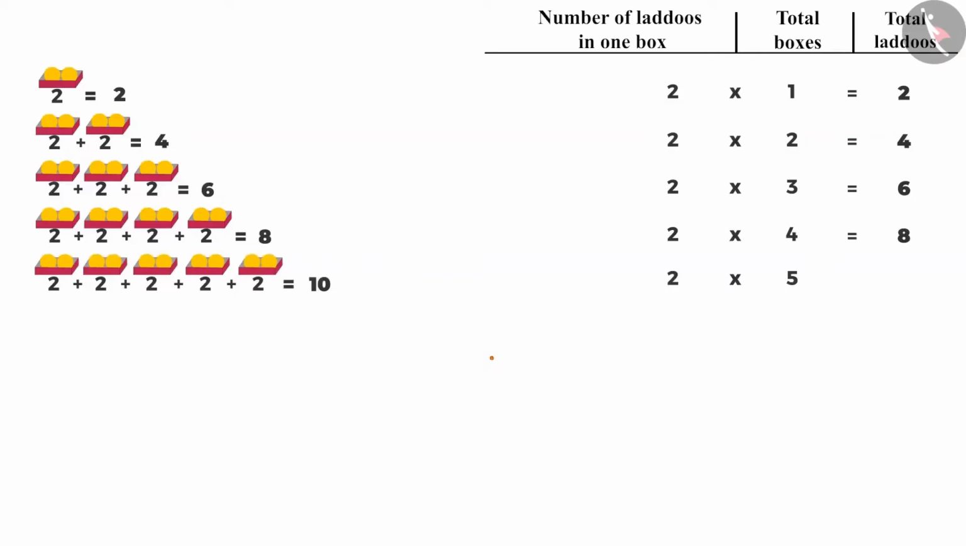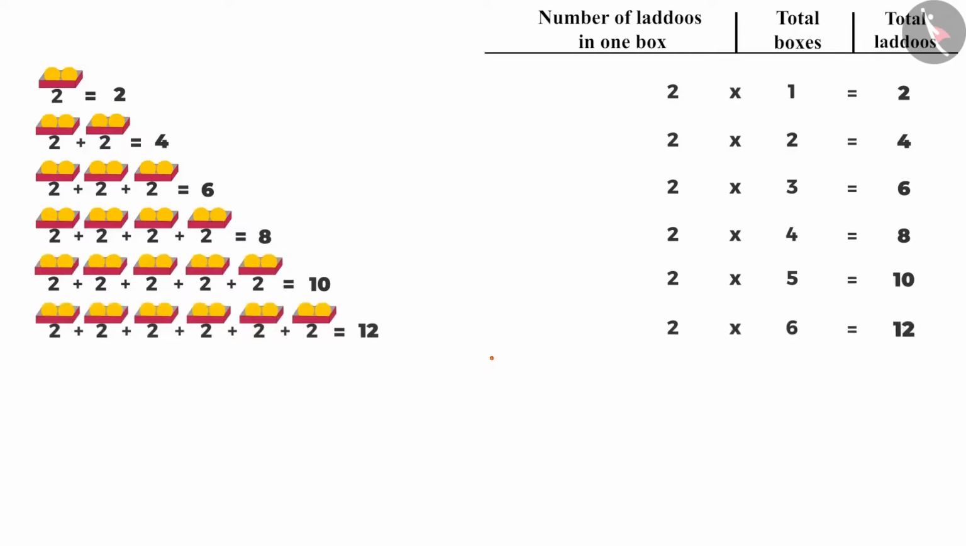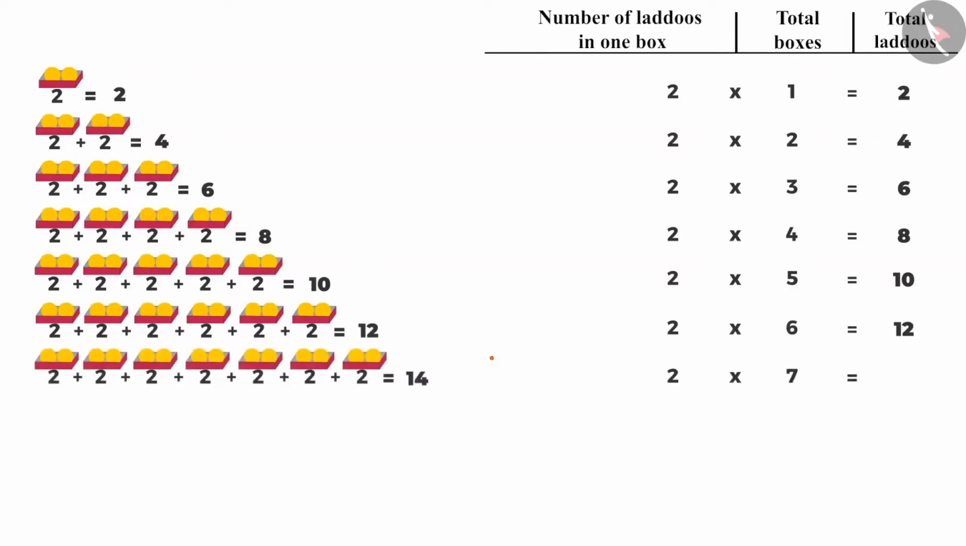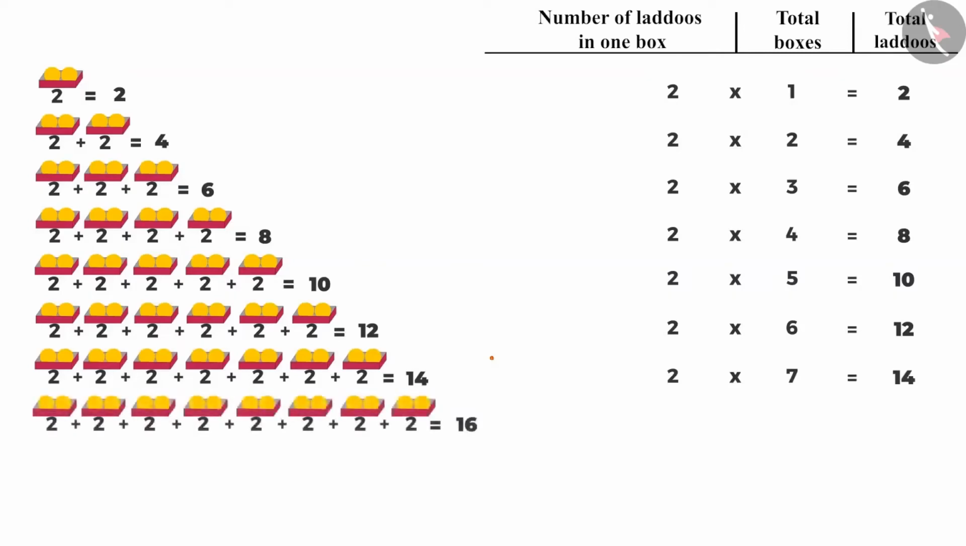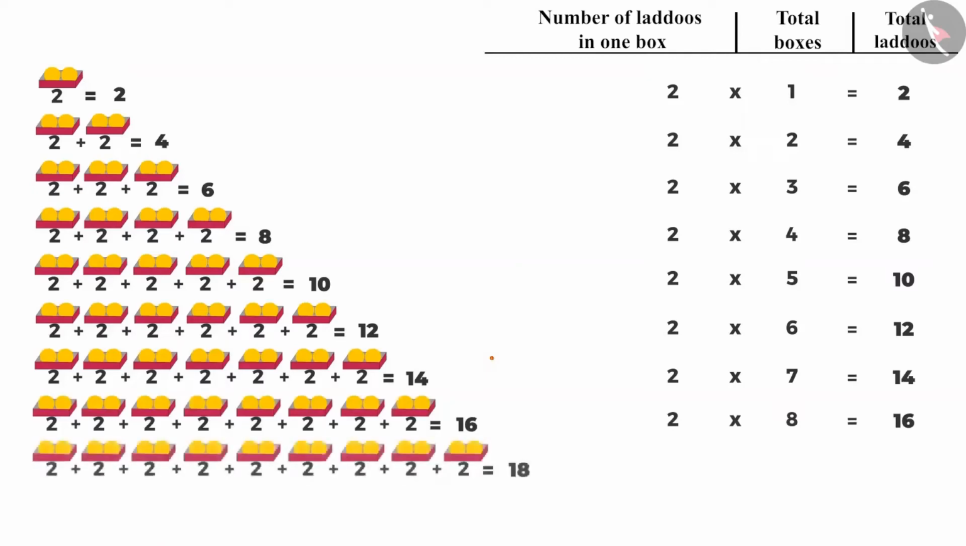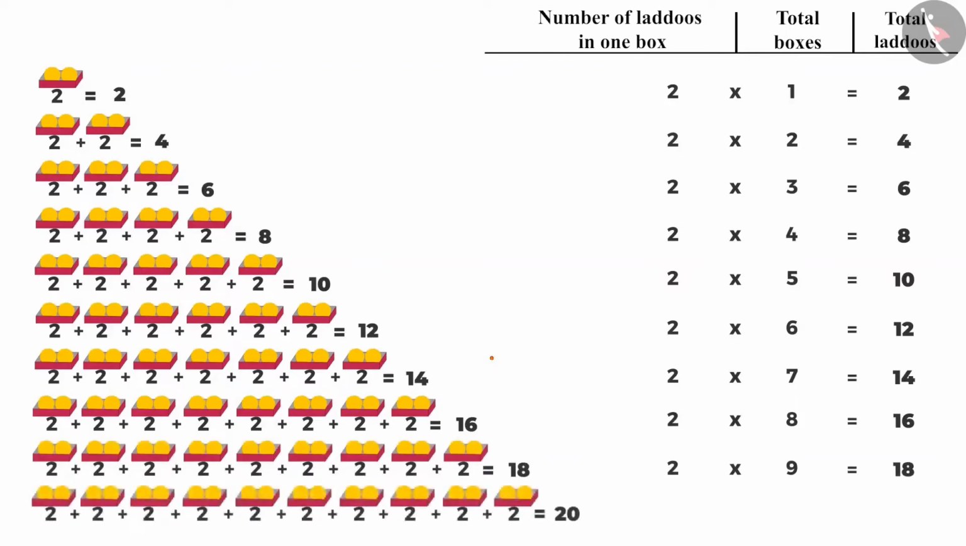Here number of laddus is 2 and number of boxes is 5. Then we can find that there will be 10 laddus in 5 boxes. Number of laddus in 6 boxes will be 2 multiplied by 6, that is 12. In 7 boxes, 2 multiplied by 7, that is 14. In 8 boxes, 2 multiplied by 8, that is 16. In 9 boxes, it will be 2 multiplied by 9, that is 18. And the number of laddus in 10 boxes will be 2 multiplied by 10, which comes to 20.